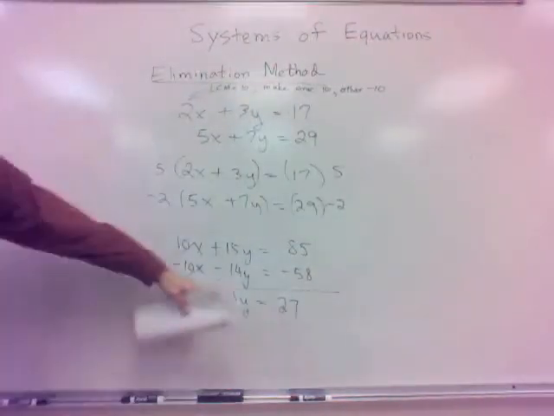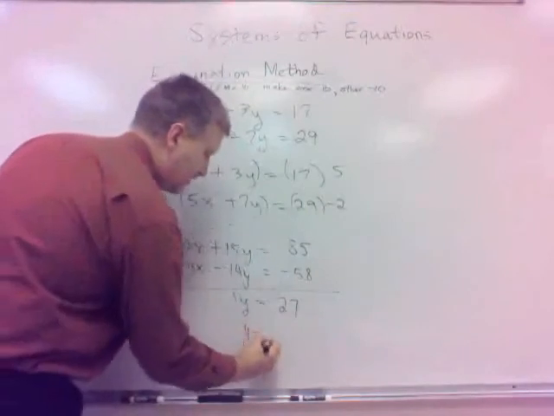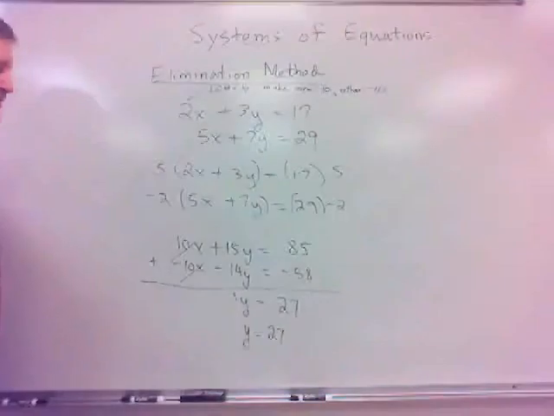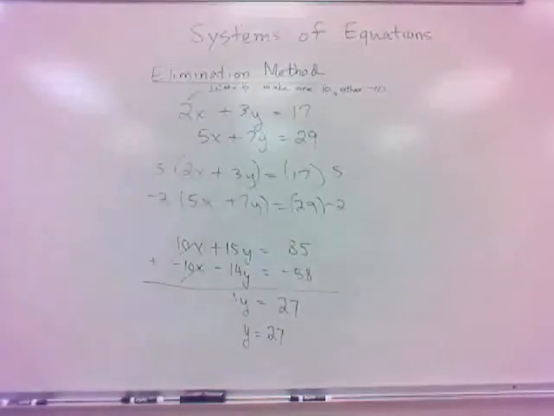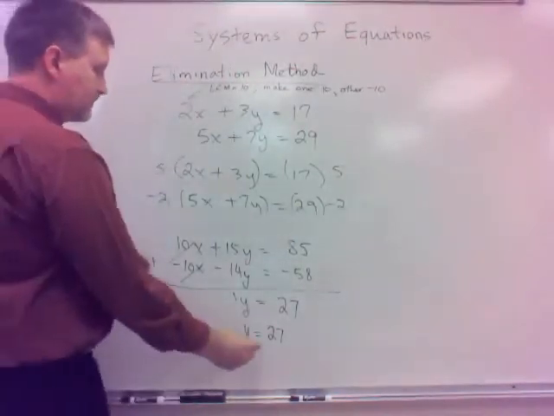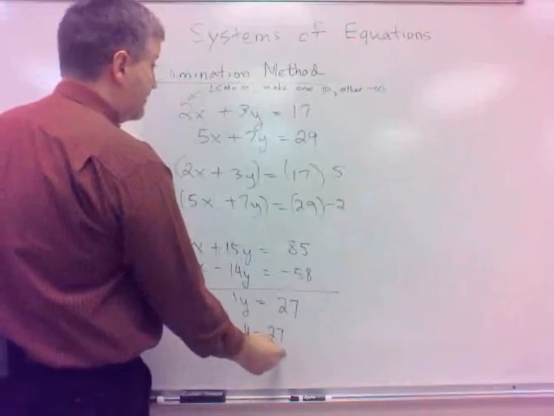And so there you go. 1y, I don't even have to do anything. That's telling me my y value is 27. However, I'm not quite done, because I need an x and a y. So I need to find the x. How do I do that?